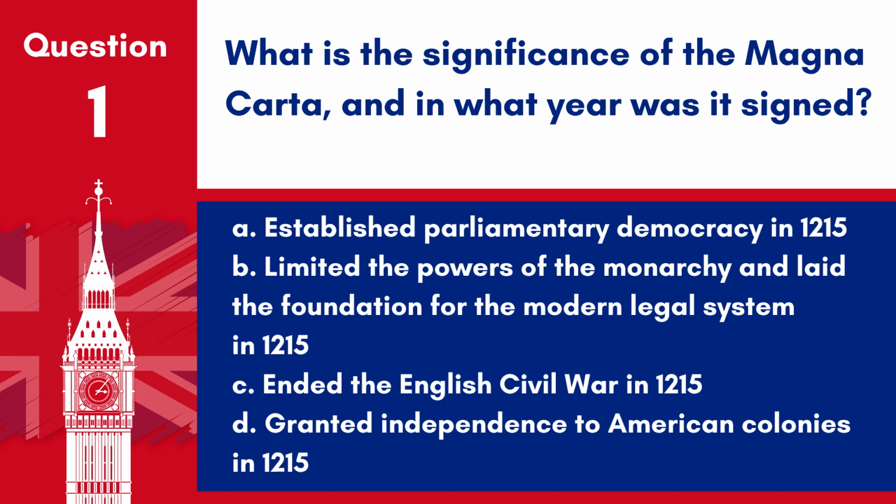Question 1. What is the significance of the Magna Carta and in what year was it signed? A. Established parliamentary democracy in 1215. B. Limited the powers of the monarchy and laid the foundation for the modern legal system in 1215. C. Ended the English Civil War in 1215. D. Granted independence to American colonies in 1215.